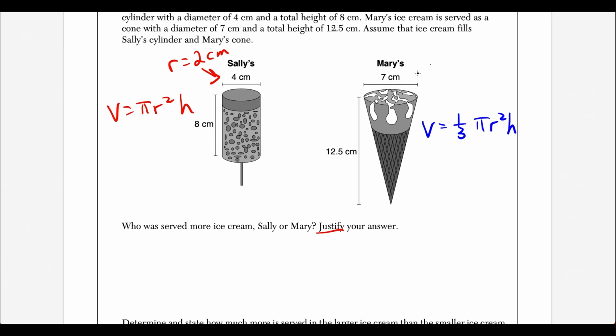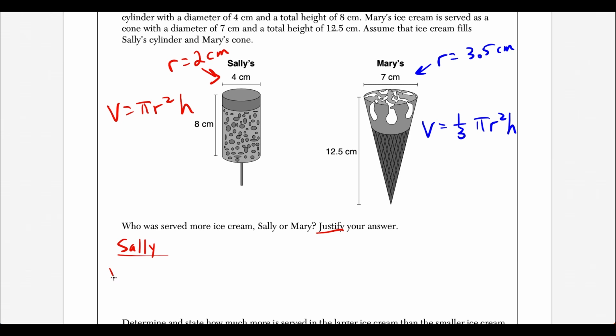Whereas with Mary, her diameter of her cone is 7 centimeters across the top. So her radius, if we divide 7 centimeters by 2, is going to be 3.5 centimeters. So now that we have everything mapped out here, we could go ahead and find the volume. So I'm going to label this first.